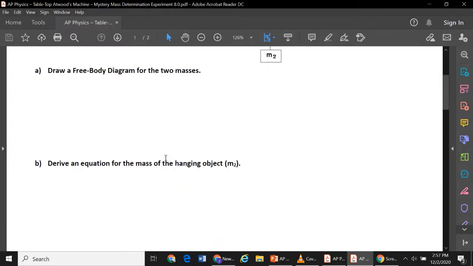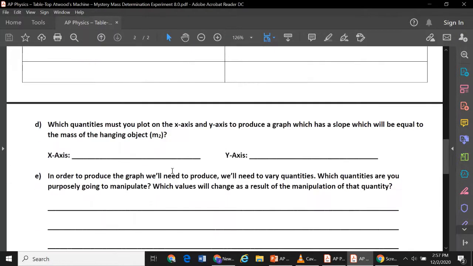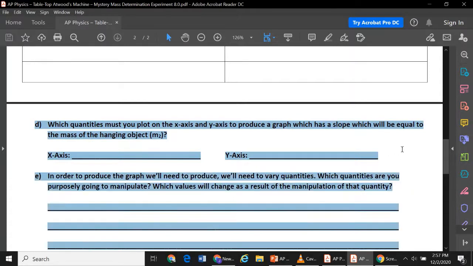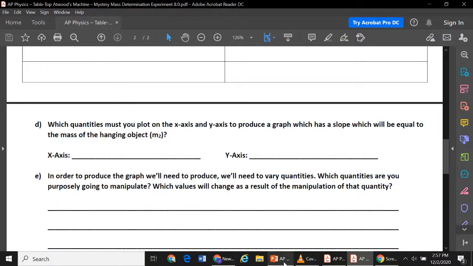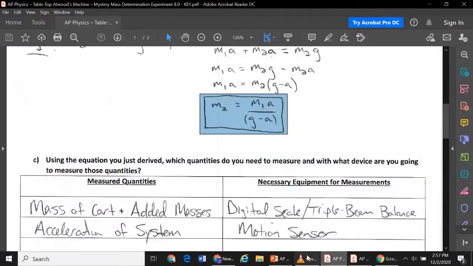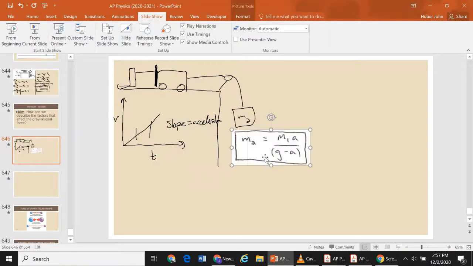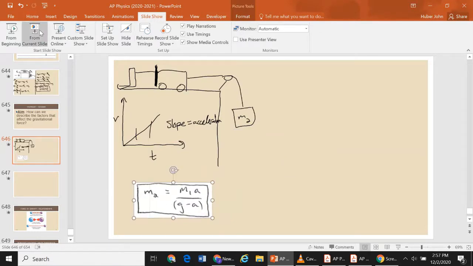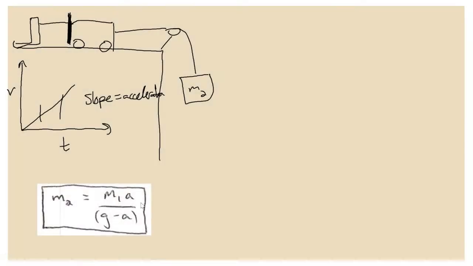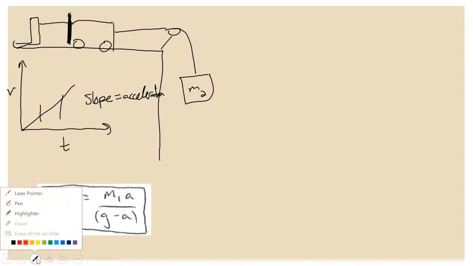All right, moving on. As you can see here in part D, it says which quantities must you plot on the x-axis and the y-axis to produce a graph which has a slope which will be equal to the mass of the hanging object. Now, the equation that we just got here from our derivation is m2 equals m1a over g minus a.